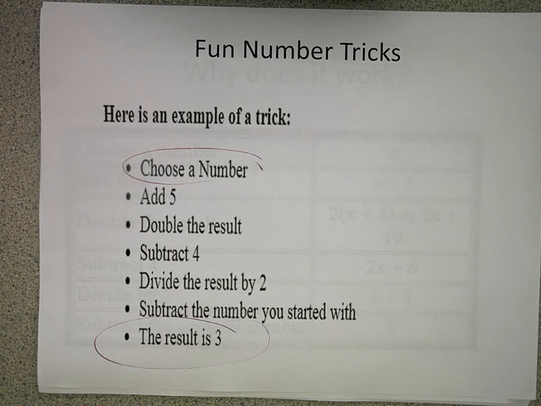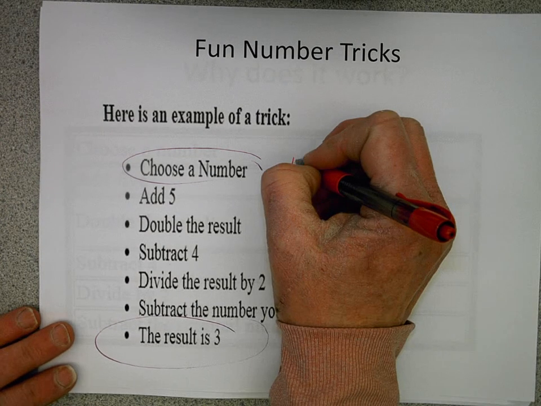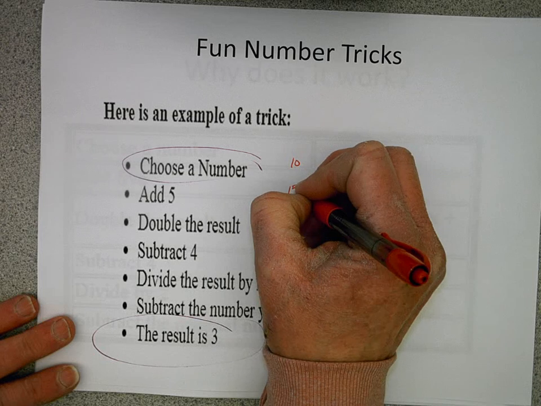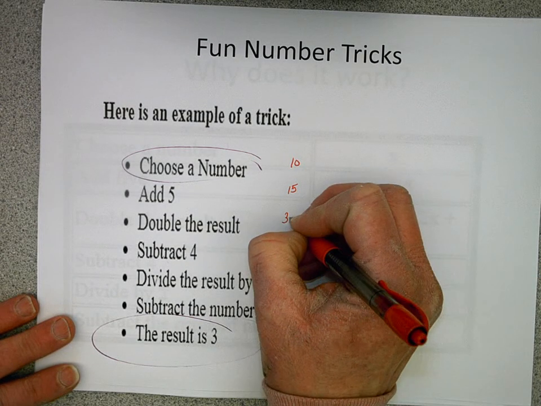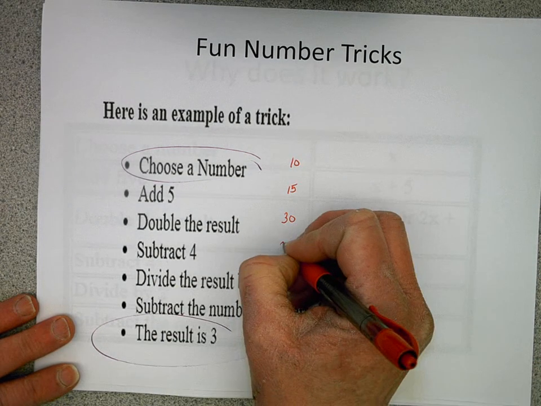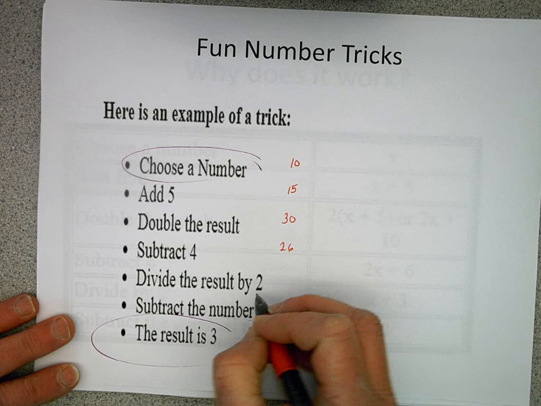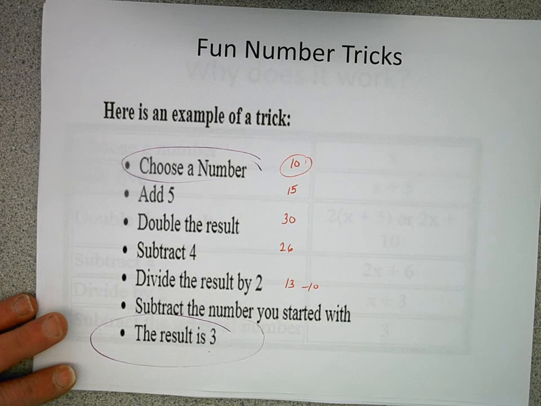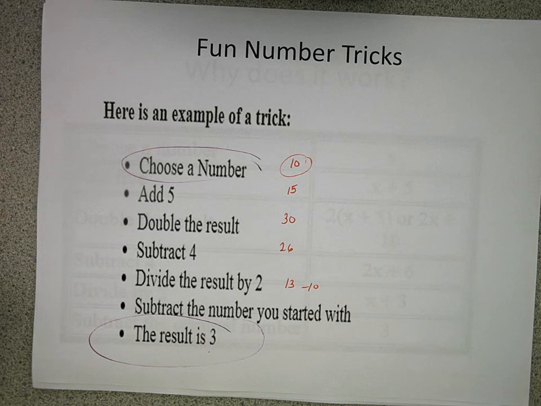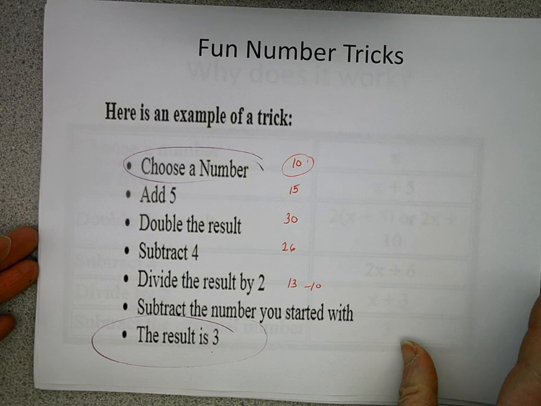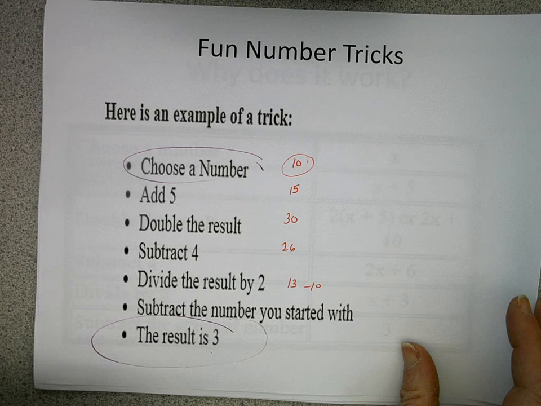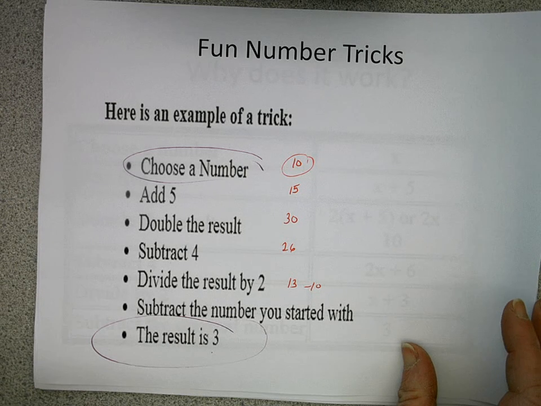Okay, so what I did is I chose 10. Not a single digit number, but pretty easy number. Added 5, that was 15. I doubled, I got 30. I subtracted 4, I got 26. I divided by 2, I got 13. And I subtracted my original number, and I got 3. Everyone should get 3. Okay, again, that one you shouldn't need a calculator to do. The one we're going to do with your birthday tomorrow, you'll need a calculator.